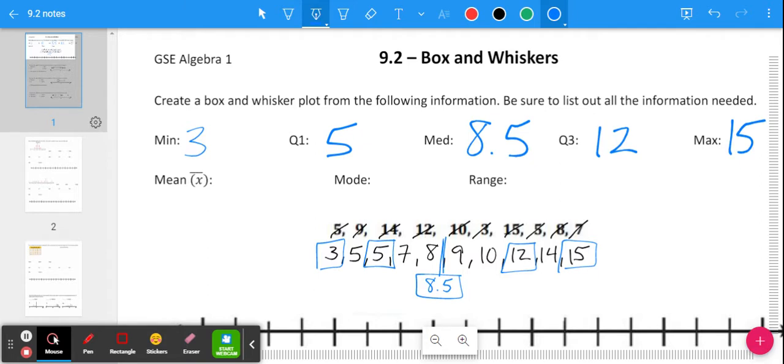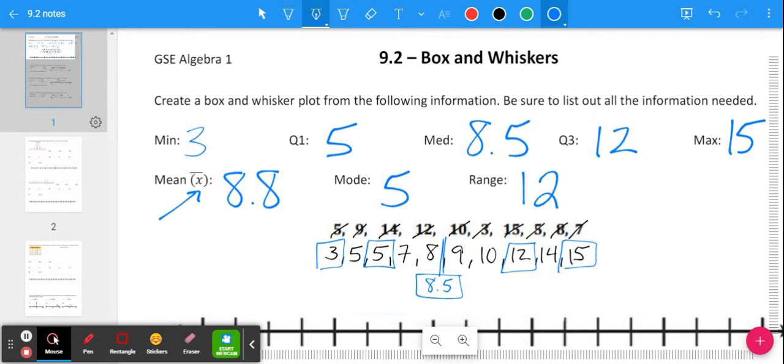So the mean of this information, so when we add up all of these numbers and divide by how many numbers there are, which is 10, we end up with 8.8. Now this symbol right here is another way to say the mean. So with the X with the line over the top, that represents your mean. Now mode, the number that shows up the most is 5, and the range is the distance from your lowest to highest point. So 15 minus 3 gives us a range of 12.